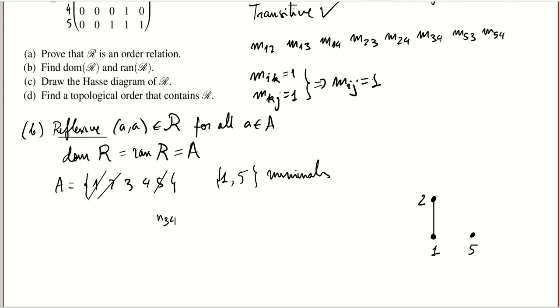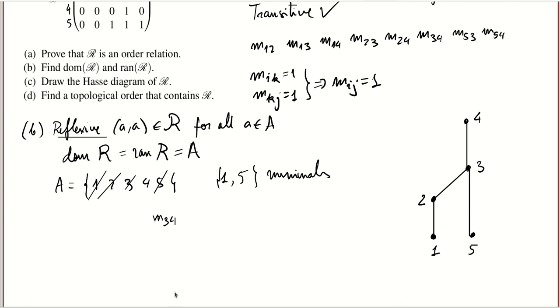So we're left with just this, and the 3 is the next minimal, so we write the 3 here. Then (5,3) is a line, and (2,3) is another line. Once we remove the 3, the only element left is the 4. So we have the 4 here, and we have (3,4), so there you go. This is the Hasse diagram of this set.